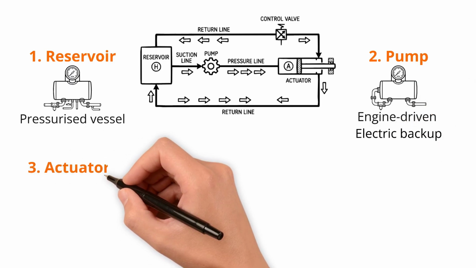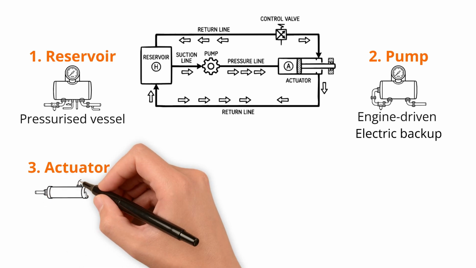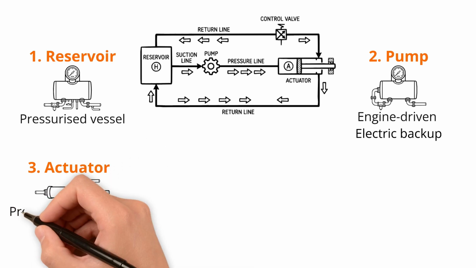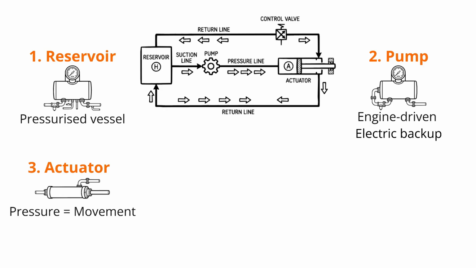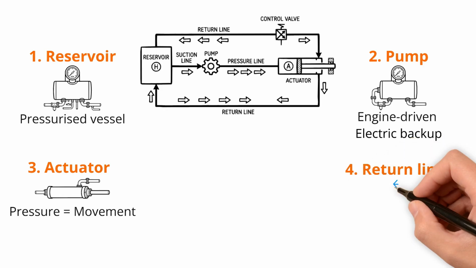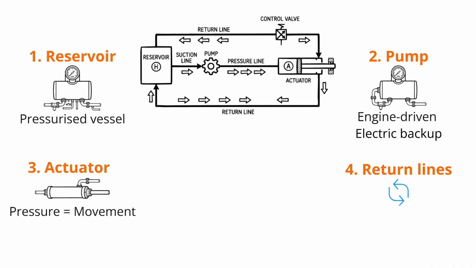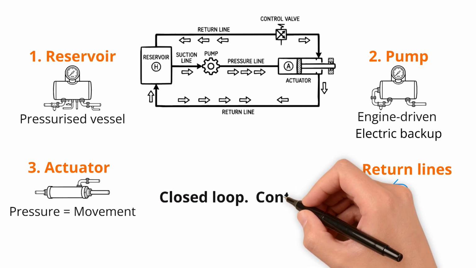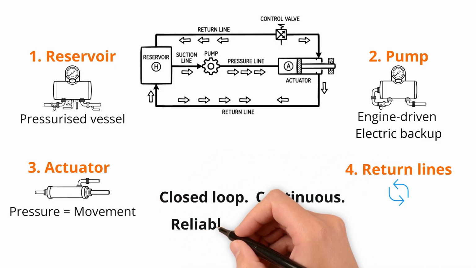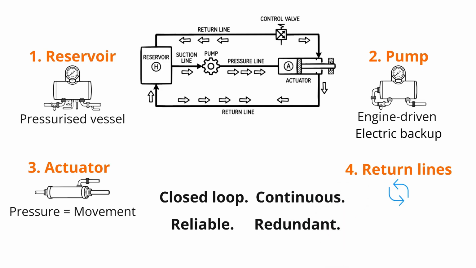Third, the actuator. This is where the hydraulic pressure becomes physical movement. Push fluid into an actuator, a flight control surface moves, a landing gear retracts, a brake applies. Fourth, the return lines. Fluid that has done its work returns to the reservoir to be used again. It's a closed-loop system. Continuous, reliable, redundant.